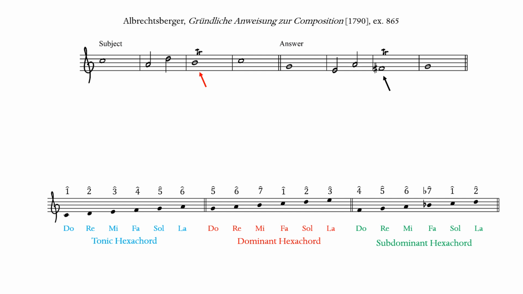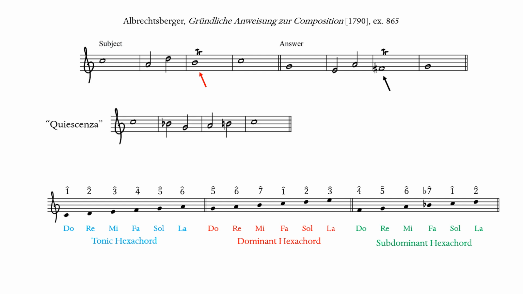Another fugue subject by Albrechtsberger is an example of what schema theorists have termed a quiescenza. The subject passes through a lowered scale degree 7 and then returns to the tonic through the natural form of the leading tone in the next measure. Pause the video if you'd like to think about how you would form a real answer to this fugue subject.